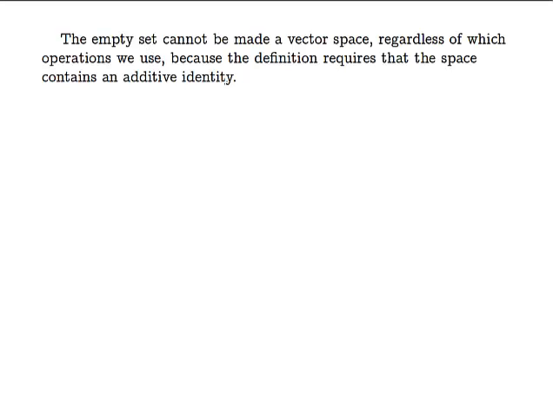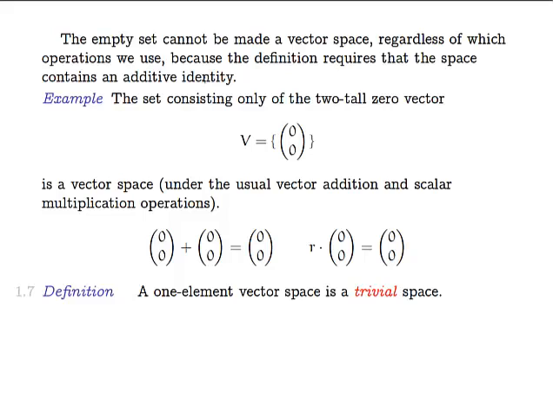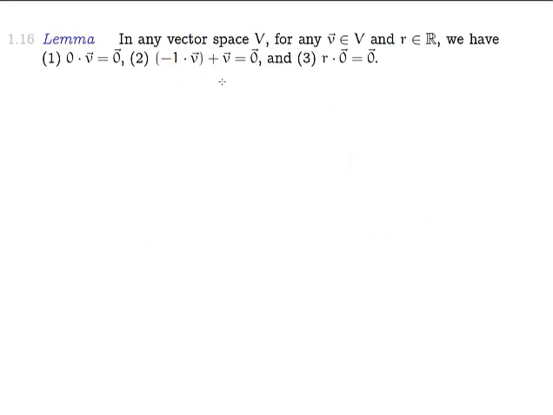The empty set is not a vector space, so this is just some small bookkeeping. However, the empty set is not a vector space, but this one is a vector space. You can verify all the properties. So this one-element vector space is called a trivial space. This is the kind of thing that mathematicians worry about, but in practice you don't really need to worry too much about this. Okay. All right, so let's prove some properties of vector spaces.